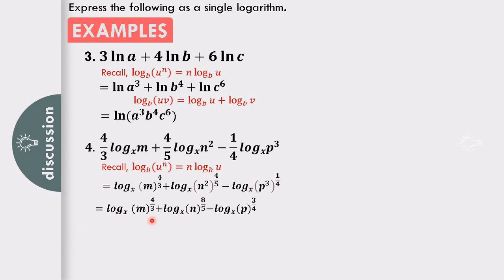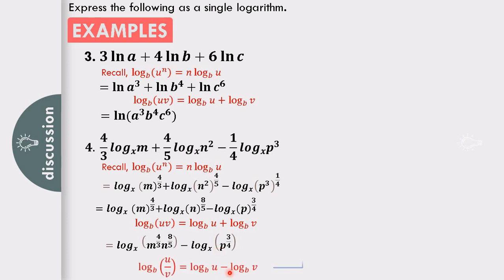So we have this one. Then since the first two are added, we will multiply the arguments. So we have logarithm of m raised to 4 over 3 n raised to 8 over 5 to the base x subtracted by logarithm of p raised to 3 over 4 to the base x. Since they are subtracted, divide the arguments. So we have logarithm of m raised to 4 over 3 n raised to 8 over 5 over p raised to 3 over 4 to the base x.